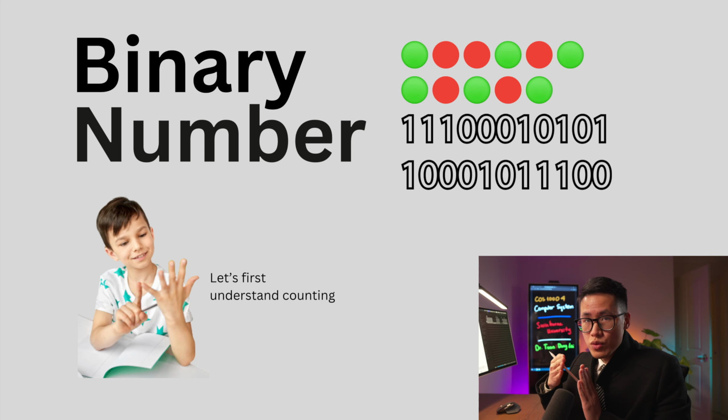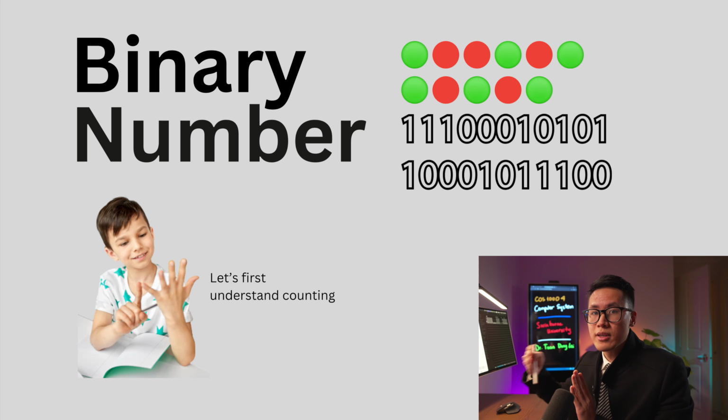To represent a decimal number, we put together a sequence of different digits, and the digits can be 0, 1, 2, 3, up to 9. So we can use 10 different digits, put them in a sequence, and that will create a decimal number. A binary number is something similar, but instead of using 10 digits, we only use 2 digits, which are 0 and 1.